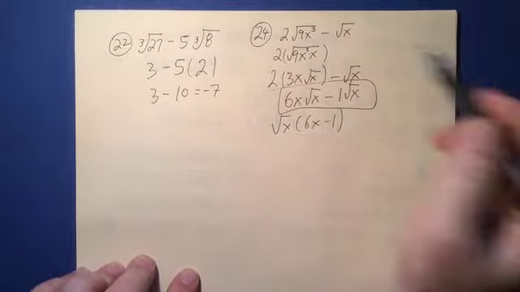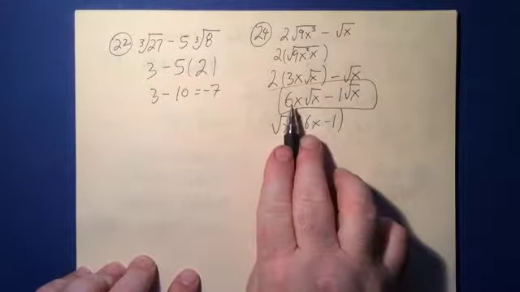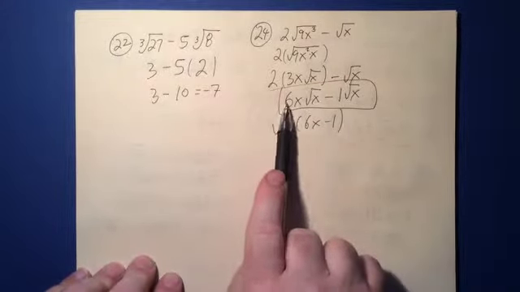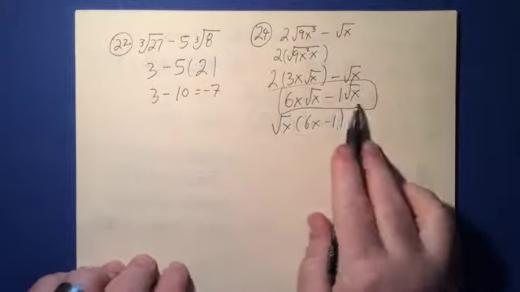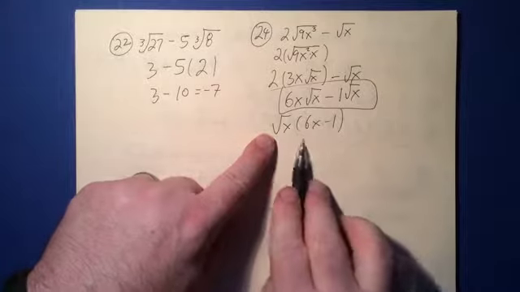Now, I would accept this as an answer in final form because we're not taking numbers here and adding. This is 6x, this is negative 1. One thing you may be expected to do is to factor out radical x and write it in this way.